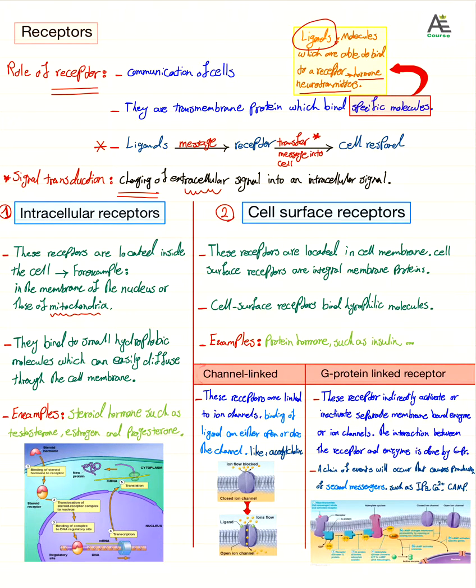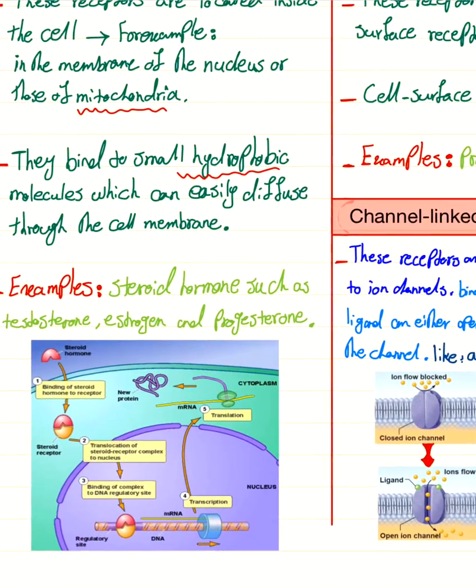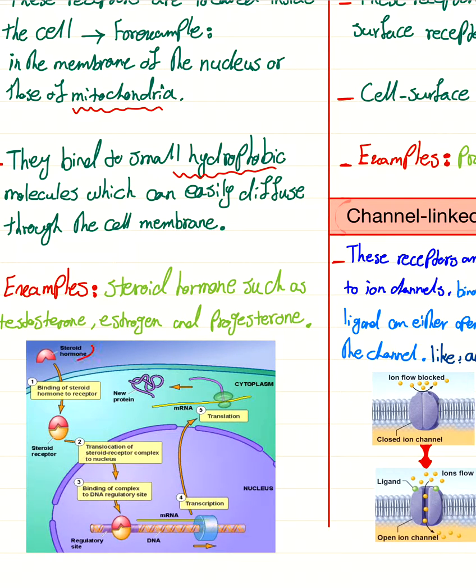And their ligands are those small hydrophobic molecules which can diffuse easily through the cell membrane, and then they can cause changes. So these small hydrophobic molecules pass through the cell membrane by simple diffusion. You can see it here. For example, steroid hormones pass through the cell membrane by simple diffusion because they're hydrophobic, and the cell membrane is also hydrophobic.